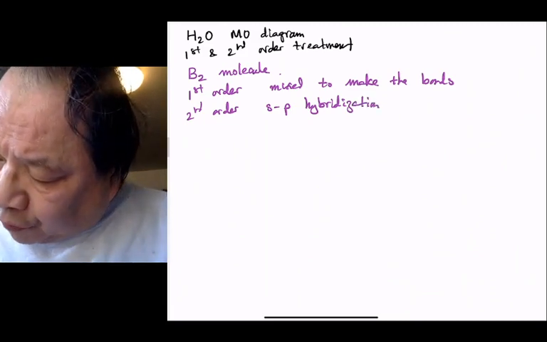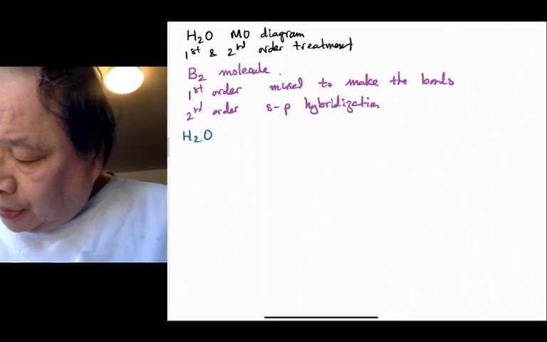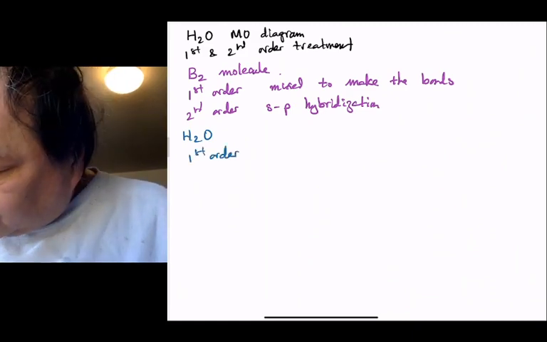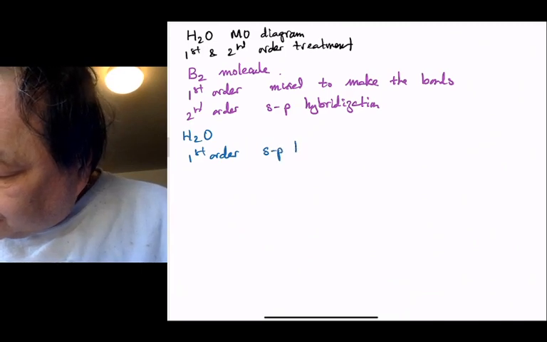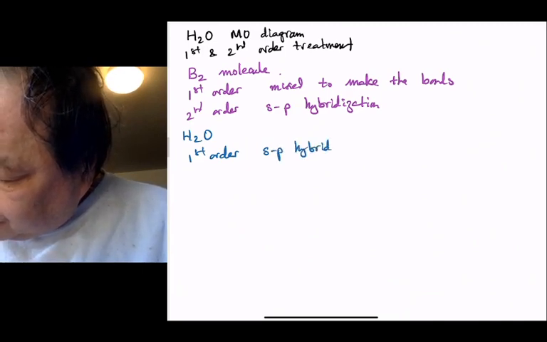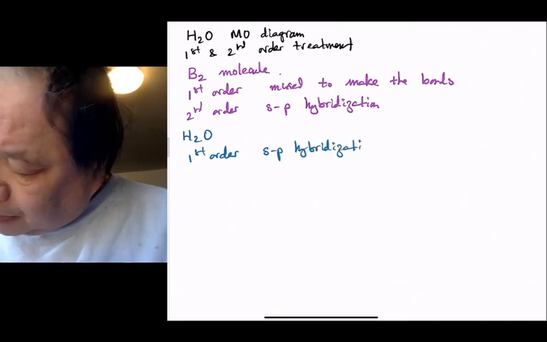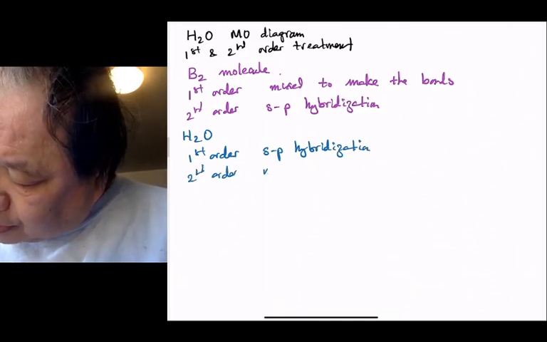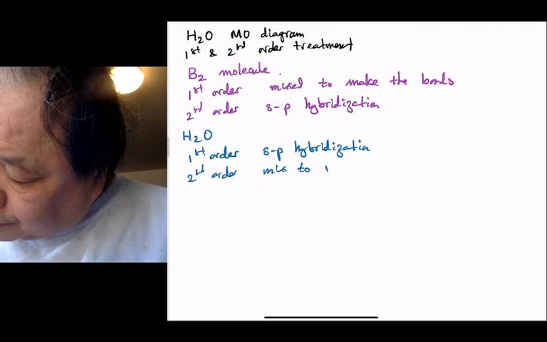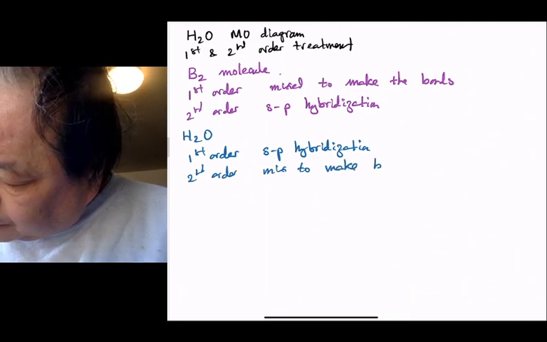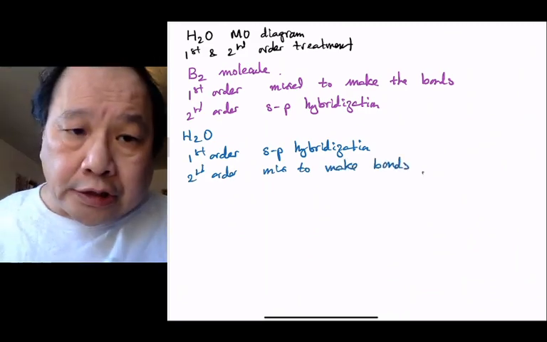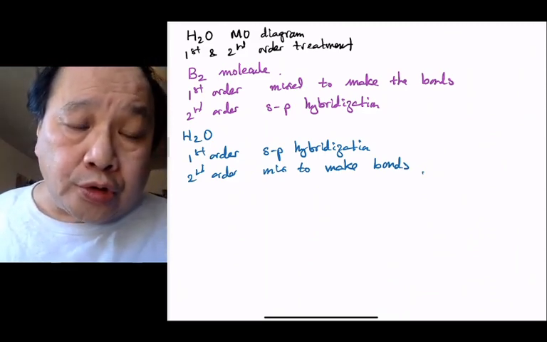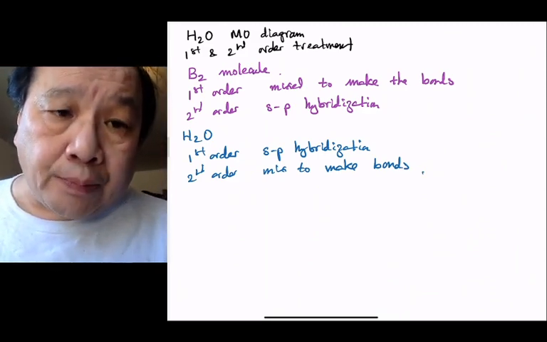In the case of water, the first order will do these things in the opposite order. We'll do the sp hybridization, and the second order will mix to make bonds. And at this level, you won't be required to know which is the right order to do in the first order step and the second order step.